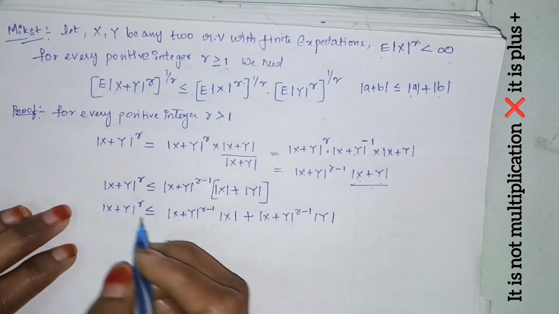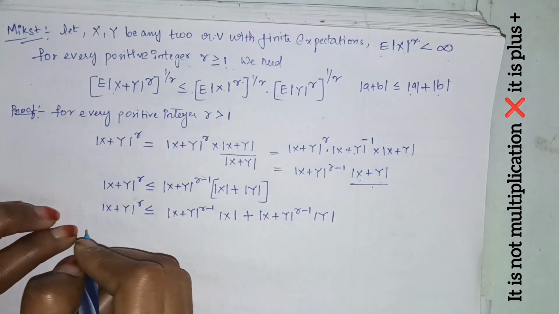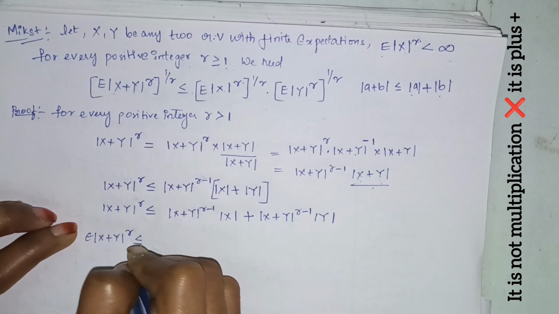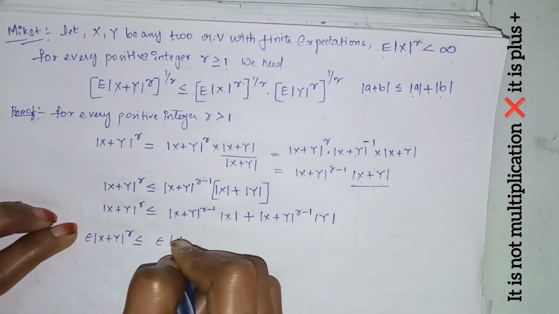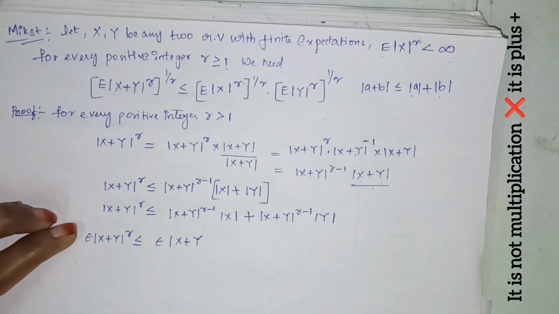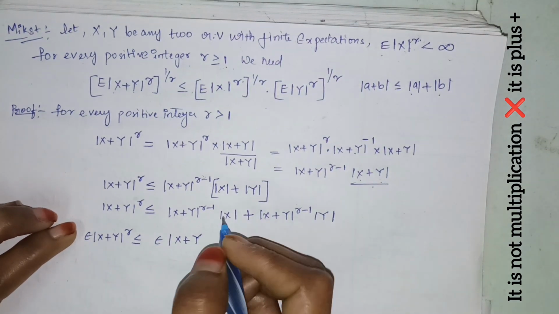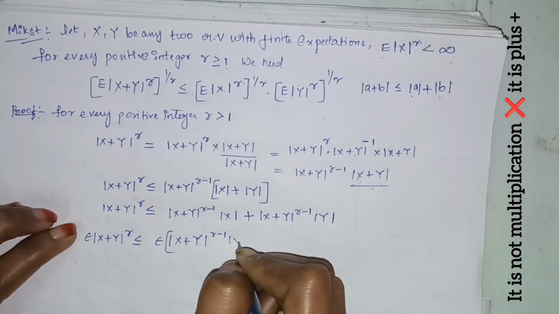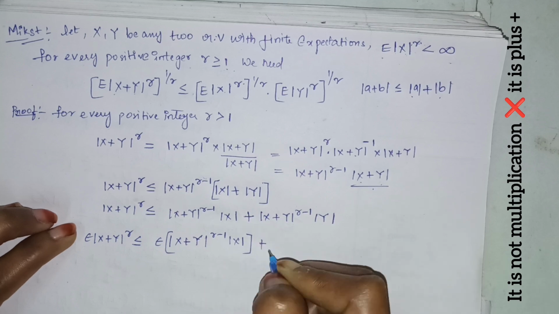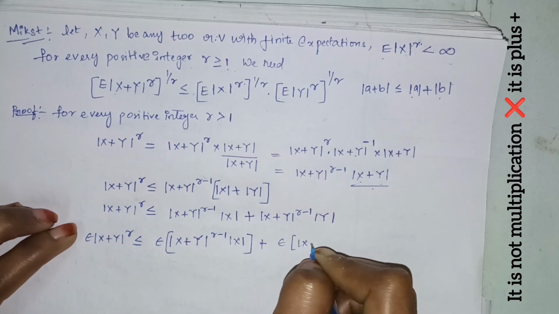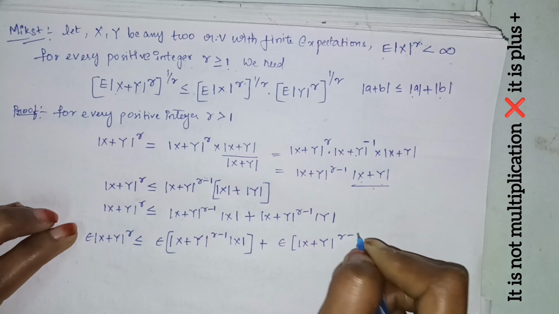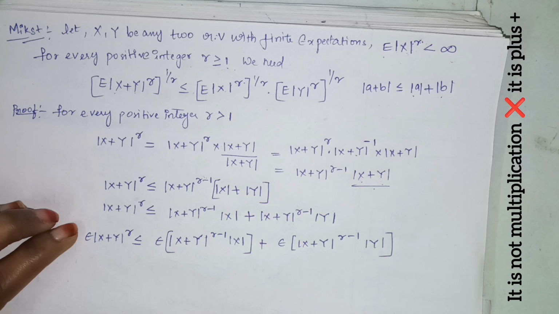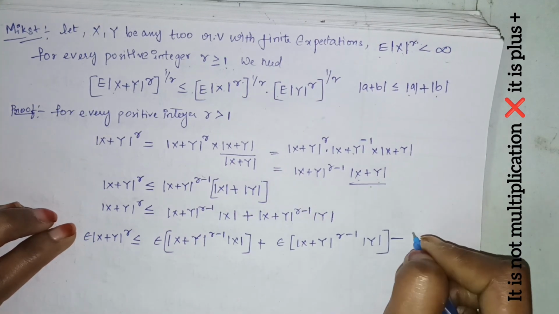Now take expectation on both sides. Therefore, expectation of |x+y|^r is less than or equal to expectation of |x+y|^(r-1) times |x| plus expectation of |x+y|^(r-1) times |y|. Consider this as equation 1.